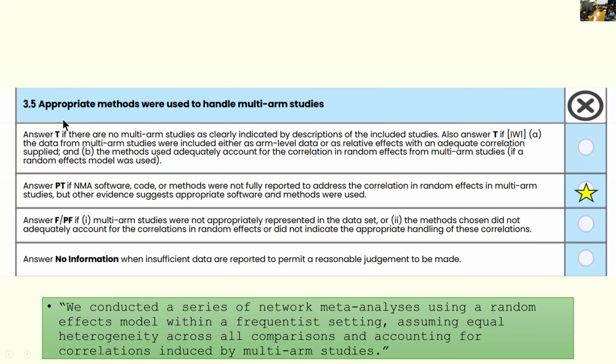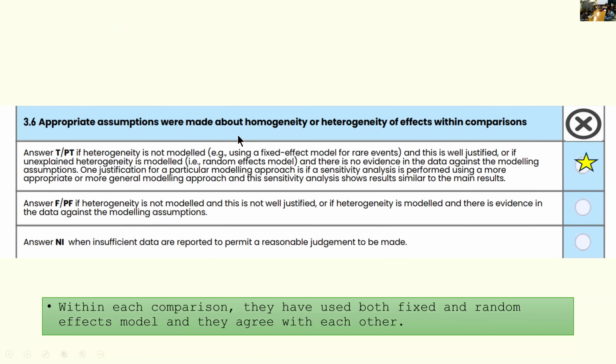The next question was, were appropriate methods used to handle multi-arm studies? So they have done it. They have written here, we conducted a series of network meta-analyses using random effects models within a frequentist setting, assuming equal heterogeneity across all comparisons and accounting for correlations induced by multi-arm studies. However, I didn't really understand the statistics part. They have actually given tables for it.